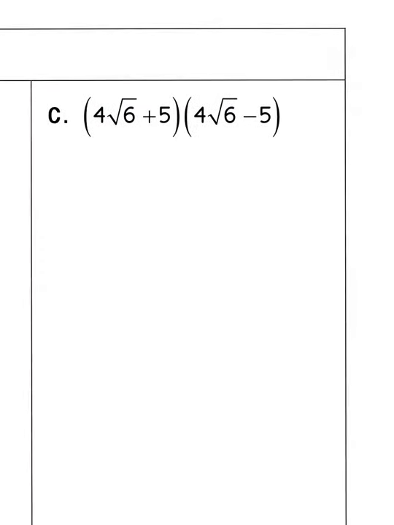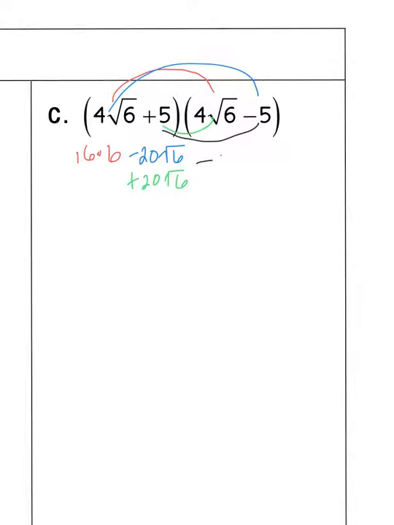Last one is this one, a little bit more complicated. Remember, you multiply what's outside of a radical to what's outside and what's inside to what's inside. So 4 times 4 is 16 times radical 6 times radical 6 is 6. 4 times negative 5 is negative 20. Tack on the radical 6. Then same thing here, 5 times 4 is positive 20, but tack on the radical 6. And finally, positive times negative is a negative.